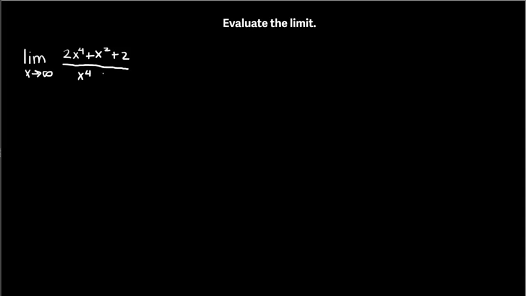Let's say you are given this problem, okay? Evaluate the limit as x approaches infinity of 2x to the power 4 plus x squared plus 2 over x to the power 4 plus 1, right? So the first step that you want to do for any of these types of limits is look at the highest power of x in the denominator. Let me actually write that down. So, highest power in the denominator.